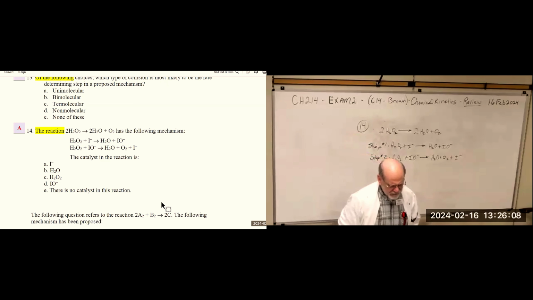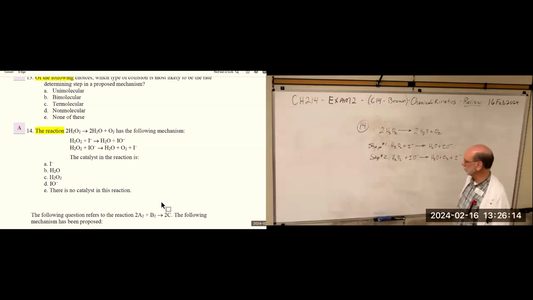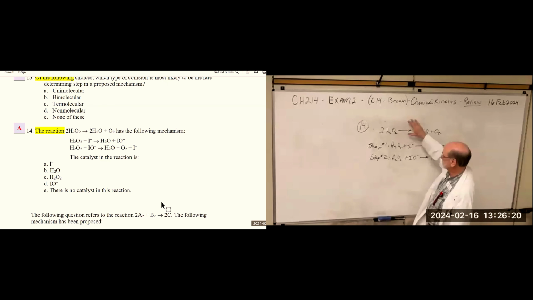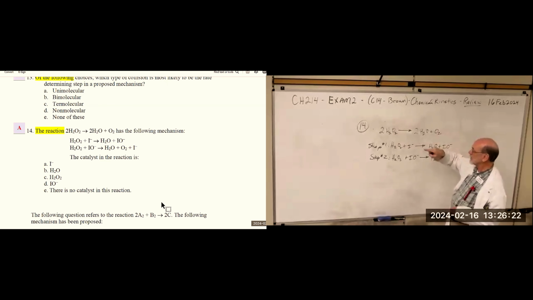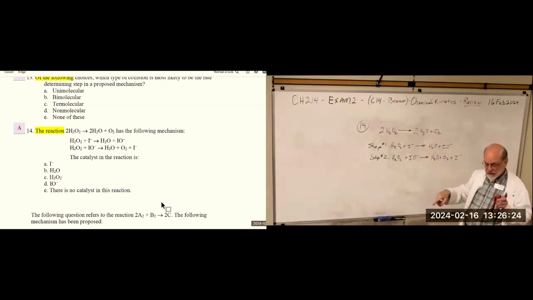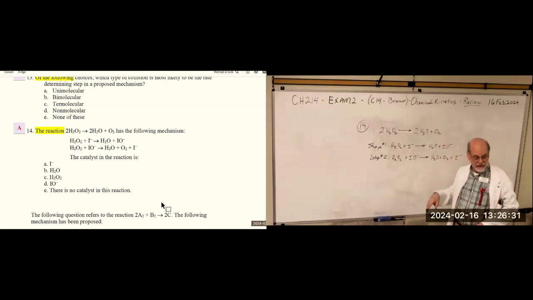All right, what's the question? The catalyst in this reaction is what? Well, look at the overall reaction. What down here is not up there? Okay, that's one thing. That's not up there either. Right, so which one of those is the catalyst?